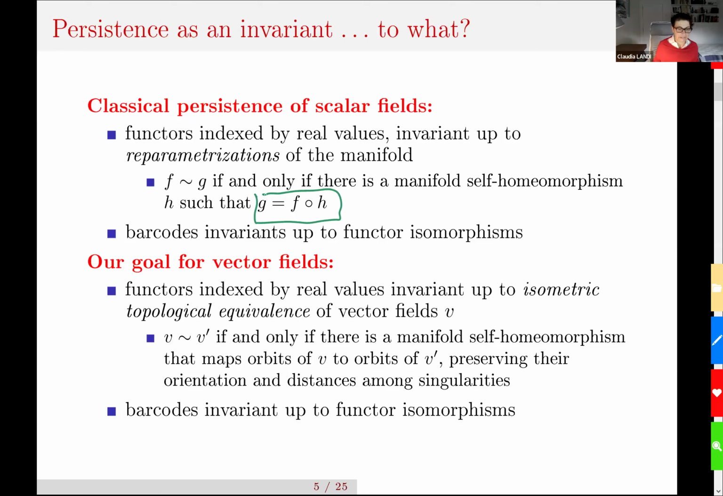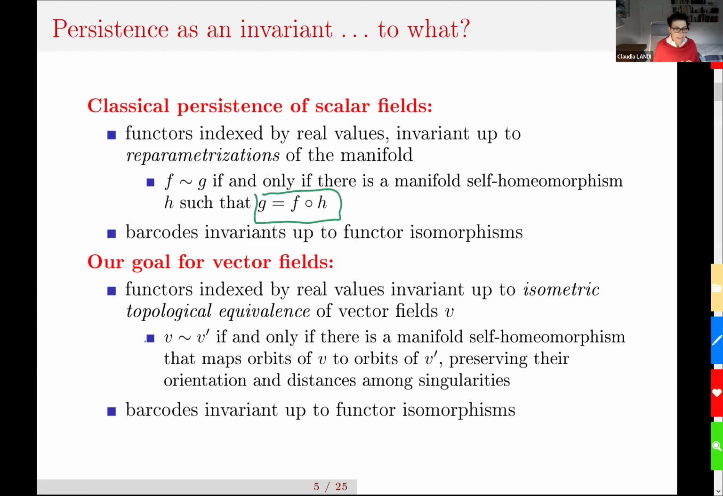What does it mean? Vector fields V and V prime are topologically equivalent if and only if there is a self-homeomorphism of the manifold that maps orbits of the first vector field to orbits of the second vector field. And so we want also this. So we want to build barcodes and functors that are invariant up to this topological equivalence.